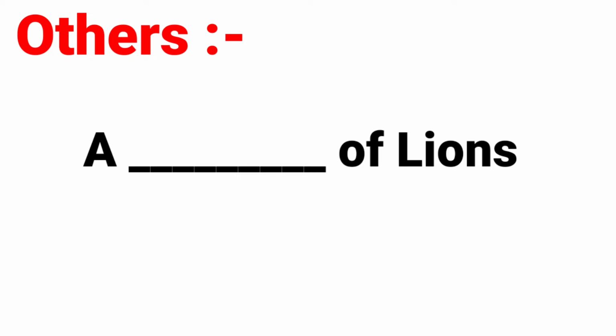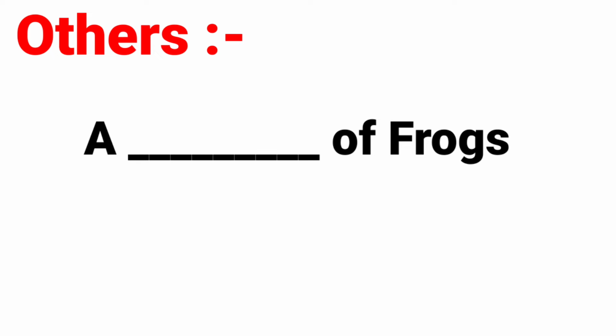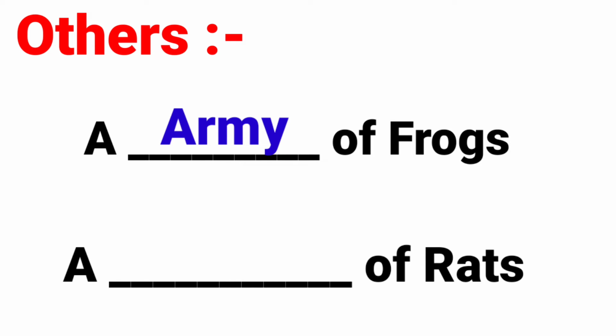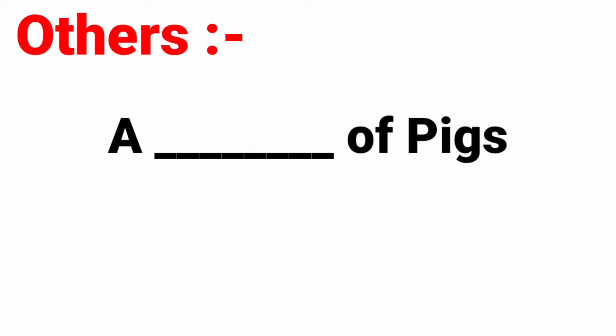A dash of lions. A pride of lions. A dash of tigers. A streak of tigers. A dash of frogs. An army of frogs. A dash of rats. A colony of rats. A dash of pigs. A drift of pigs.